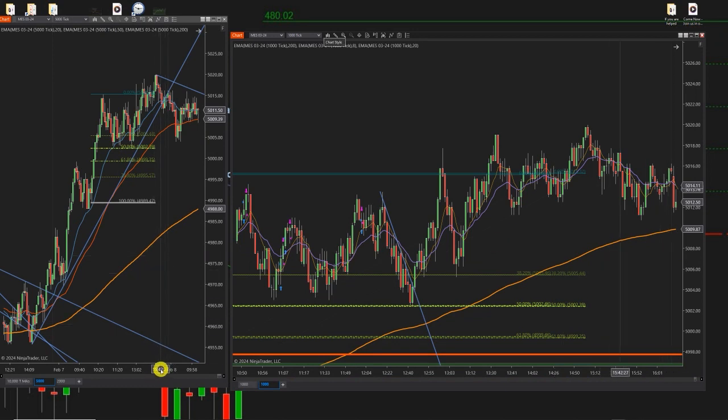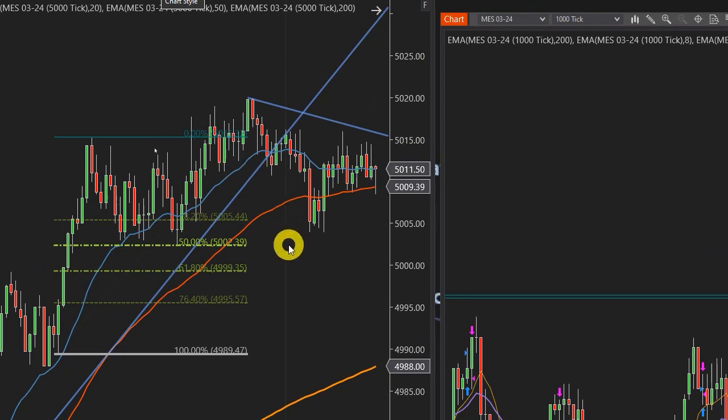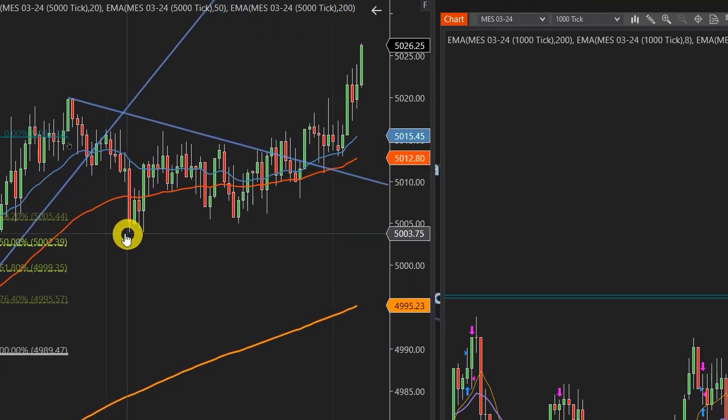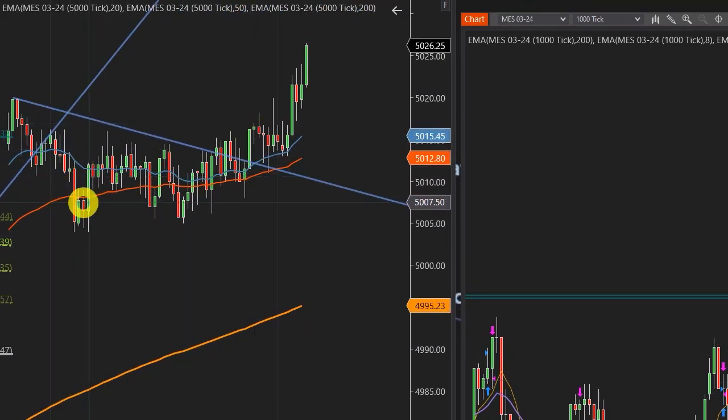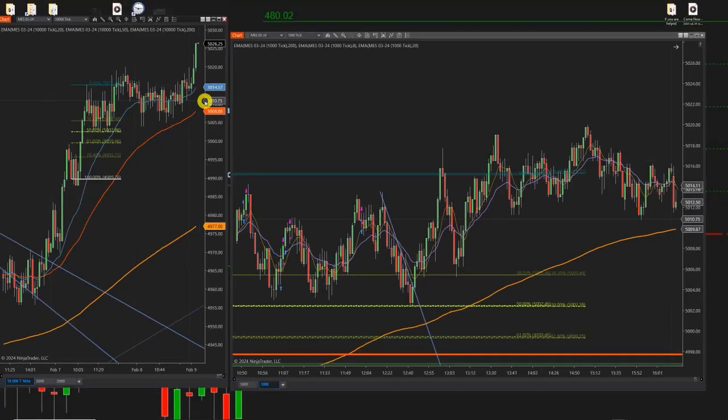If I was going to go long using that technique, I'd want to see a bullish tendency on the 5,000 and the 10,000 tick charts. This has been bullish the whole time right here, right? All this chopping right here, it's been bullish on the 5,000 and on the 10,000 tick chart. Bullish the whole time, right?